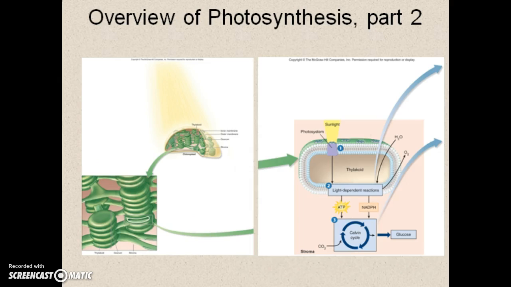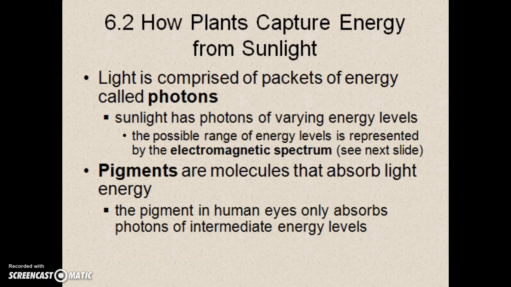Alright, so within the chloroplast are these stacks of grana, and within those granum are this thylakoid, and this thylakoid membrane, and within the thylakoid are where both parts of photosynthesis are going to be occurring. That light energy that chloroplasts are going to be absorbing is in the form of really energetic photons, and those photons have varying energy levels according to an electromagnetic spectrum, which I'll show you on the next slide.